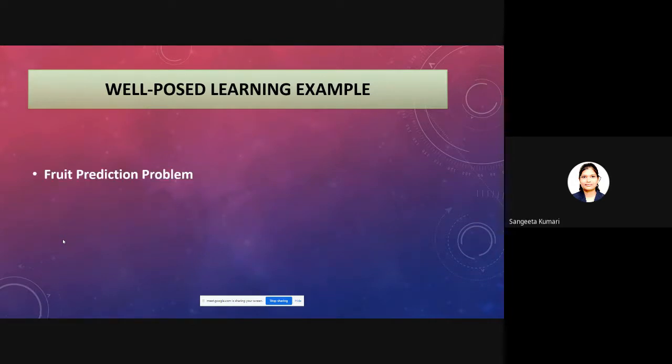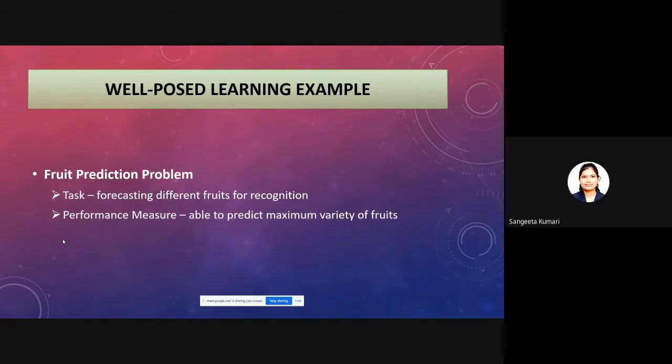Right, fruit prediction problem. So here, multiple fruits are coming. The task is forecasting different types of fruits for recognition purposes, whether this is an apple or a guava, like this you are going to identify. Then the performance measure is that you need to identify the fruits from the maximum variety, right? So further, if a kiwi is coming, it should be classified correctly as a kiwi, right? It should not get confused with any similar-looking fruits. So that is the performance measure.